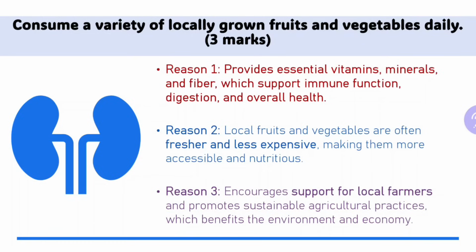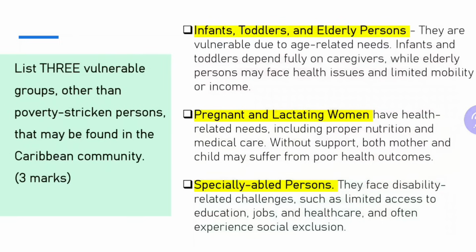All right, so those are some ideal responses in the event that you get a question as it relates to dietary guidelines. You may not get to suggest the reasons why they are given, but you may just get to state 3 dietary guidelines, right? All right. Next question. List 3 vulnerable groups other than poverty-stricken persons that may be found in the Caribbean community. So the command word in this question is list, which simply means that you will itemize. So you just need to, for instance, have infants and toddlers and elderly people, pregnant and lactating women, and also specially abled persons.